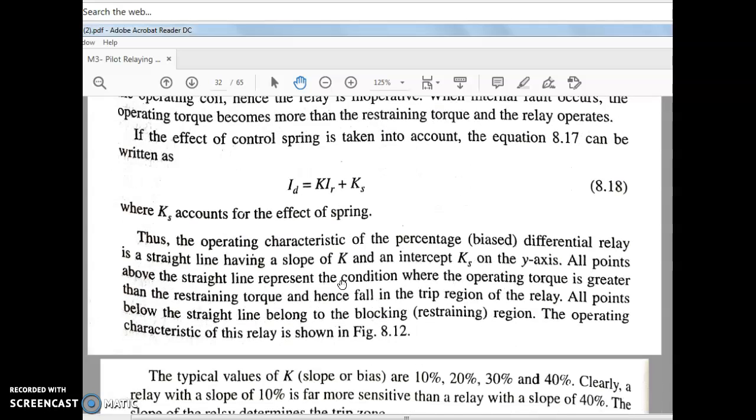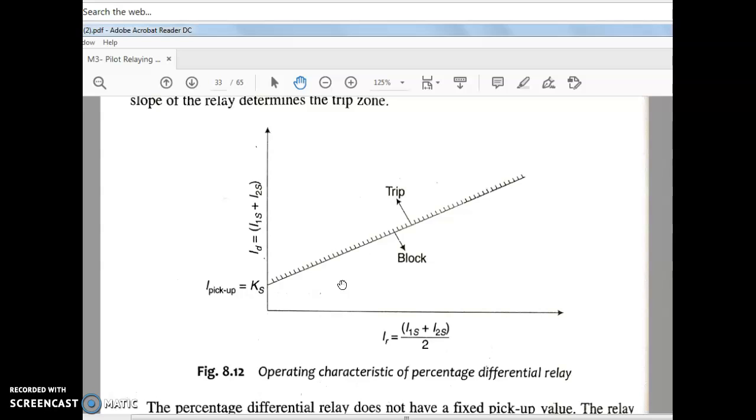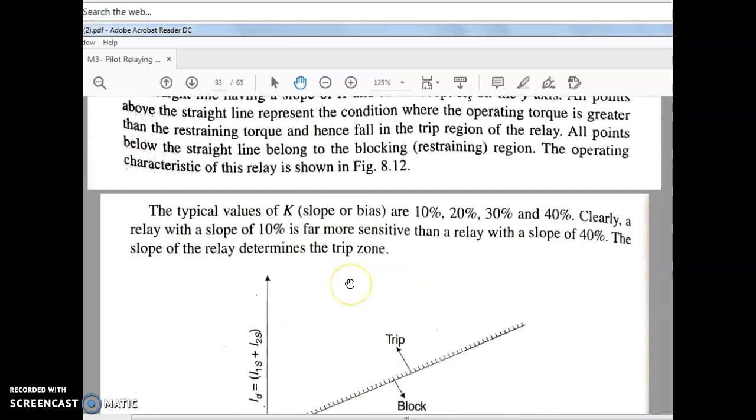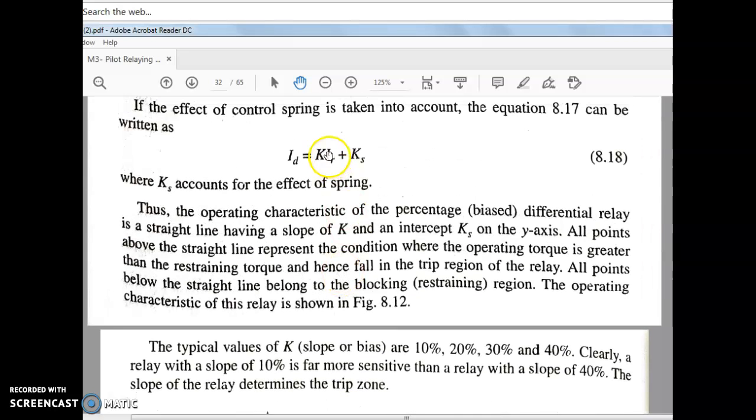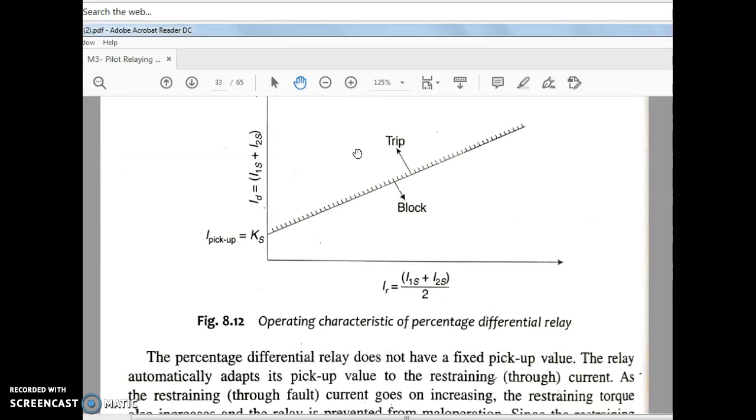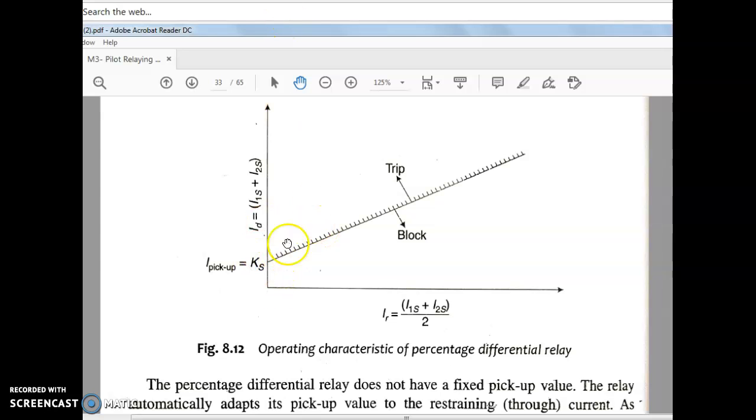Next, these are the operating characteristics of the percentage bias relay. See here, one more equation is given: ID is equal to K into IR plus Ks. What is Ks here? The characteristic has a slope K and an intercept Ks on the y-axis. All points above the straight line represent the condition. See here the slope, and this is the Ks value, the intersection with the y-axis.